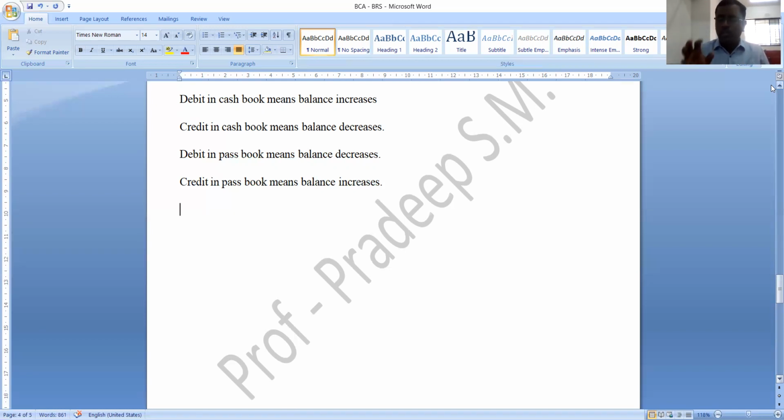Yes, please go through the theory part, because the theory part is very important and you should know the effect of debit and credit in the cash book and passbook.